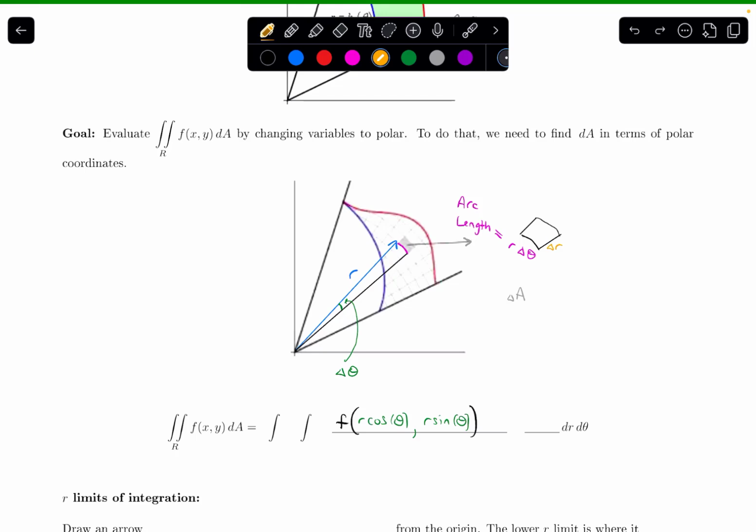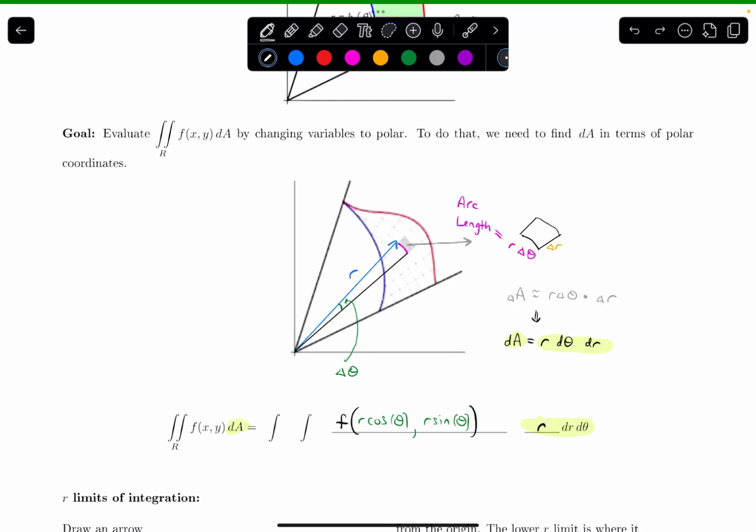So this is not quite a rectangle, but it's pretty close. I'm going to approximate this area using the area of a rectangle: base r times delta theta, times that height, delta r. We can make this exact by using limits. With limits, I get dA equals r, and then both of these terms become d something, d theta and dr. So this gives me a formula for what dA equals: dA is going to be r times dr d theta.